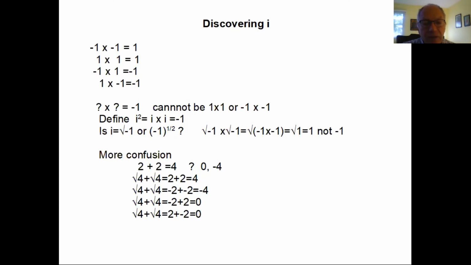More confusion. Okay, what's 2 plus 2? Well, we know it's 4. Could it be 0 or minus 4? Well, if we represent 2 by the square root of 4, then the square root of 4 plus the square root of 4 is 2 plus 2. But both of those square root of 4s could be minus 2, because we know minus 2 times minus 2 is 4. So that gives us minus 4 as the answer. And if we take one of the square root of 4s as negative and the other as positive, we get 0. So we have to be very careful when we're studying things in order to try to bring things into consistency in our own minds.